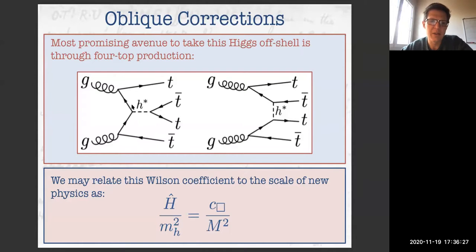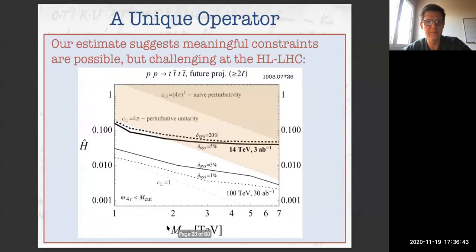And so the best way to put the Higgs off shell at high p squared is in diagrams like this at a hadron collider. And just in terms of normalization, that Wilson coefficient, C box over m squared, we're writing it as you do with the W and Y parameters as h hat over mh squared. And these are the sort of constraints you can get.